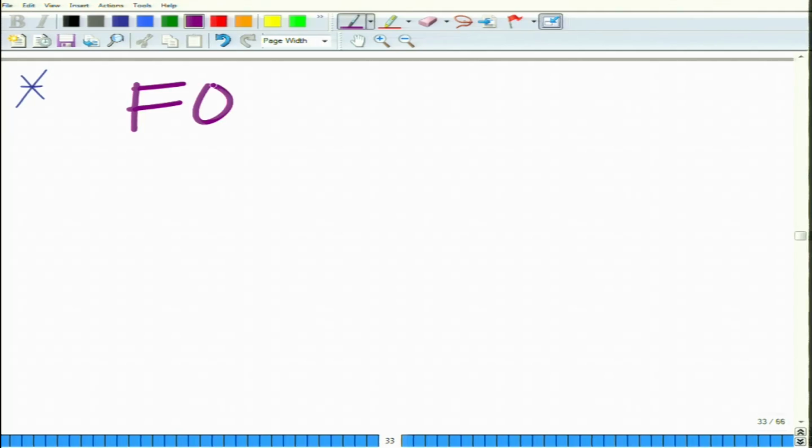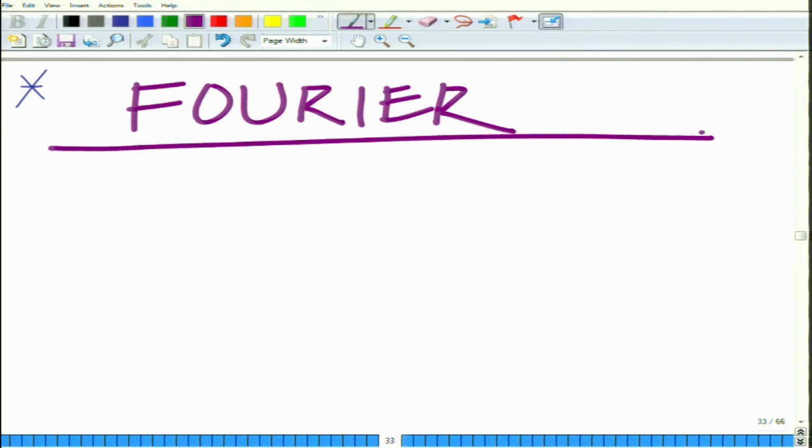So, we are looking at the Fourier series representation and its various properties. In this module, let us start looking at a different topic, that is the Fourier transform. Okay. So, we want to start looking at the concept of the Fourier transform.